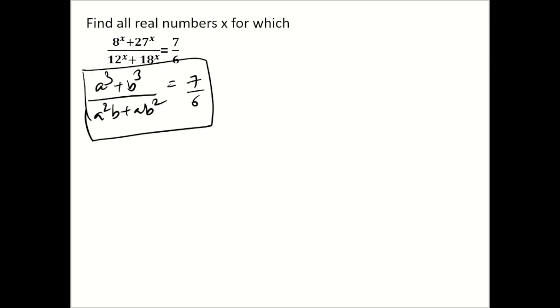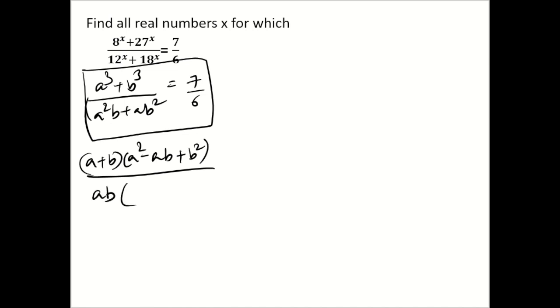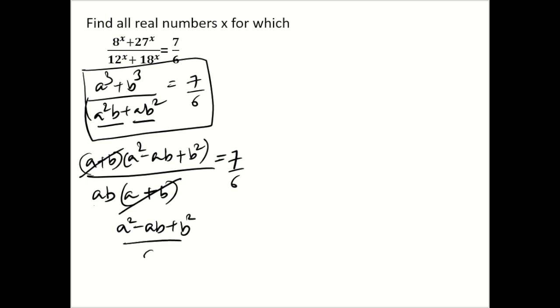In the previous page, this was the equation which we got. So I'll substitute a cube plus b cube, which is a plus b into a square minus ab plus b square, divided by, in the denominator, I'll take a and b as common. So ab into a is a square b plus ab into b is ab square, equal to 7 by 6. So if you see, I can cancel out a plus b and a plus b. So this becomes a square minus ab plus b square by ab equal to 7 by 6.